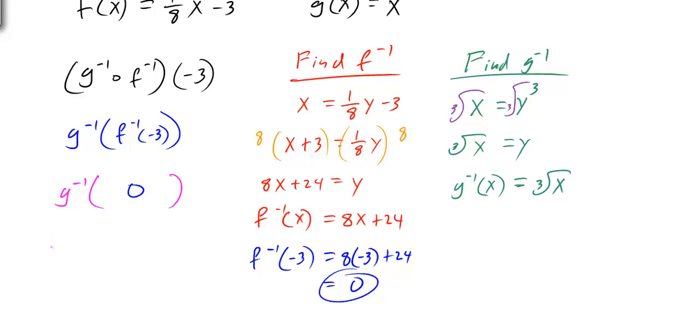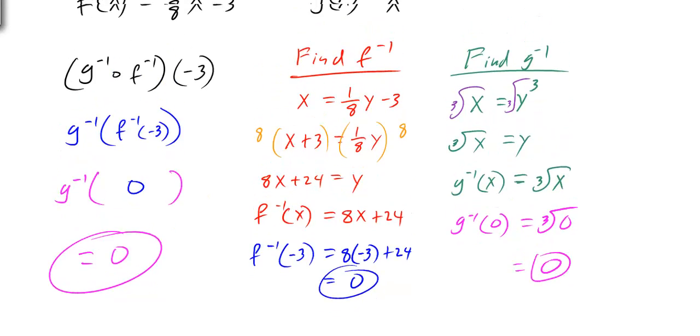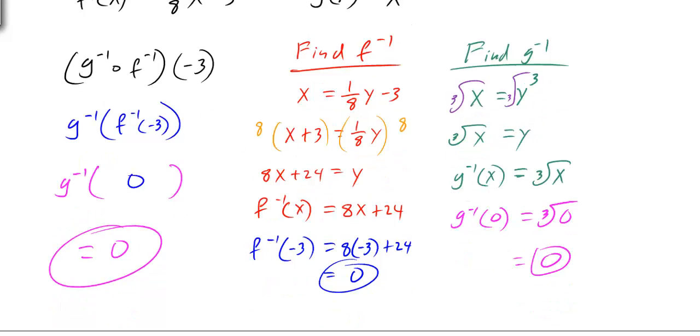So g inverse of 0, that means we're going to plug 0 in for the x, and we get the cube root of 0, which turns out to be 0. So the answer is 0. G inverse of f inverse of negative 3 is equal to 0. So in order to find g inverse of f inverse of negative 3, we had to find the inverse of f, we had to find the inverse of g, and then do the calculations.